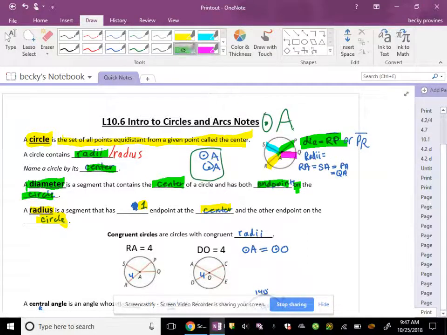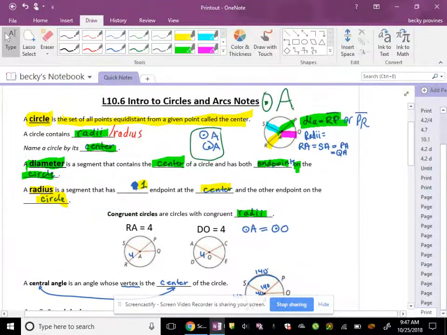Okay, good to know. Now, if your circles all have equal radii, then that means the circles are all congruent to each other. So really the symbol should be congruent. If you notice, RA is 4 and DO is 4. So that means the two circles are congruent to each other. Notice how I named them. I named each by its center point, and I put a circle with a dot in the middle.